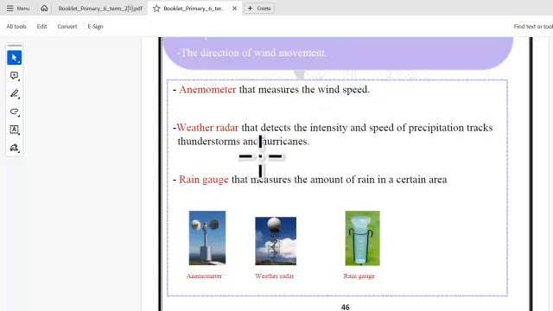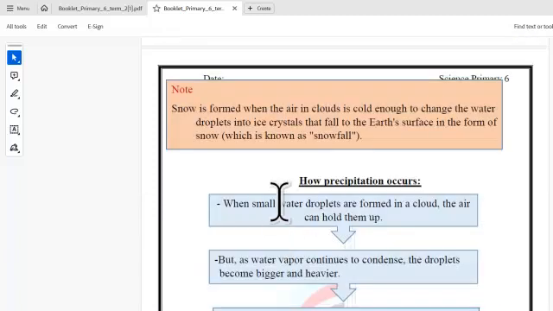Weather radar that detects the intensity and speed of precipitation, and tracks thousands of thunderstorms and hurricanes. Rain gauge that measures the amount of rain in a certain area. This picture shows all of these tools.